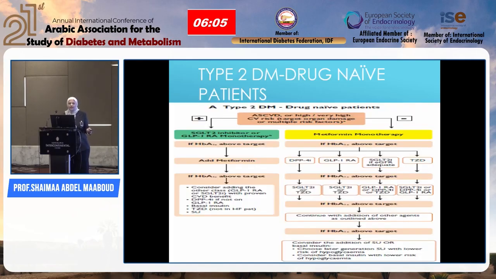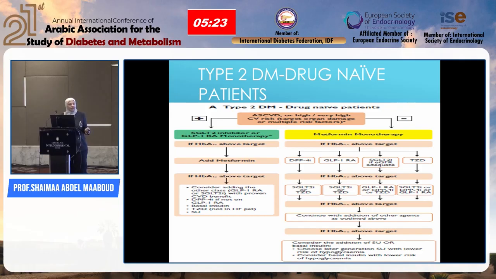So what are the guidelines telling us about type 2 drug-naive patients for diabetes control? According to the guidelines, if there is atherosclerotic cardiovascular disease, at the level of high or very high risk, or a cardiovascular event or multiple risk factors, the patient is categorized as very high risk. Plus all of these, we should add for them an SGLT2 inhibitor or GLP-1 receptor agonist as monotherapy. If uncontrolled, we will add metformin. If not controlled, we will shift to other categories: SGLT2 or DPP-4 or sulfonylurea or insulin.